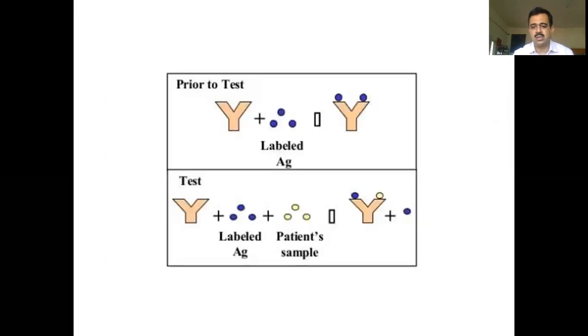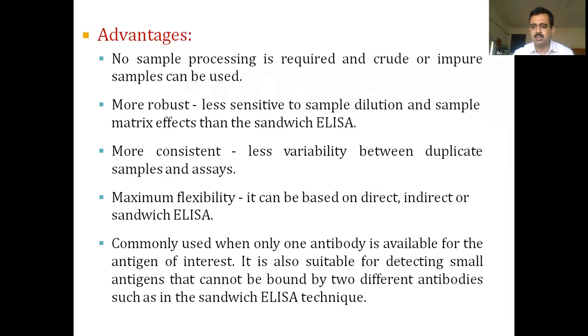See here, prior to this test, labeled antibodies, labeled antigen, patient sample, and ultimately the test is done. Advantages: no sample processing is required, and crude and impure samples can also be put in. More robust, less sensitive to sample dilutions and sample matrix effect than sandwich ELISA. More consistent, less variability between duplicate samples and assays. Maximum flexibility rather than direct, indirect, or sandwich ELISA. Commonly used when only one antibody is available for the antigen of interest. It is also suitable for detecting small antigens that cannot be bound by two different antibodies, such as in the sandwich ELISA technique.